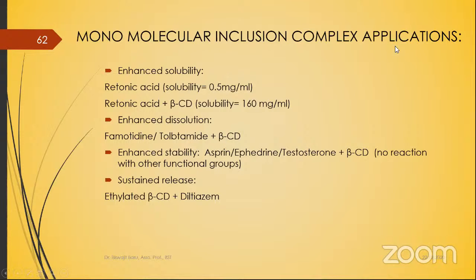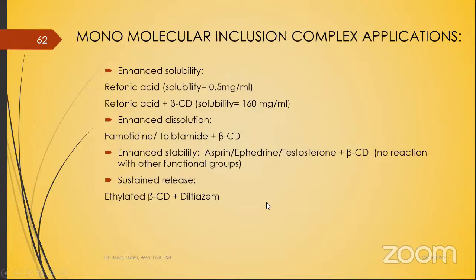Then this monomolecular inclusion complex is also used to enhance stability. For example, aspirin, ephedrine, testosterone can form a complex with beta CD. So stability can be increased by the formation of a complex with beta CD. Examples of drugs: aspirin, ephedrine, and testosterone.